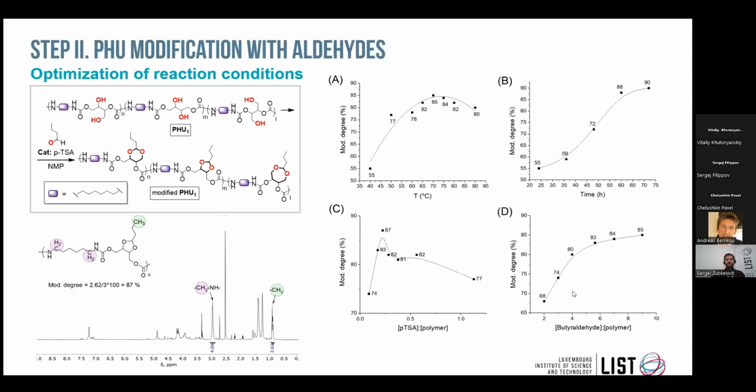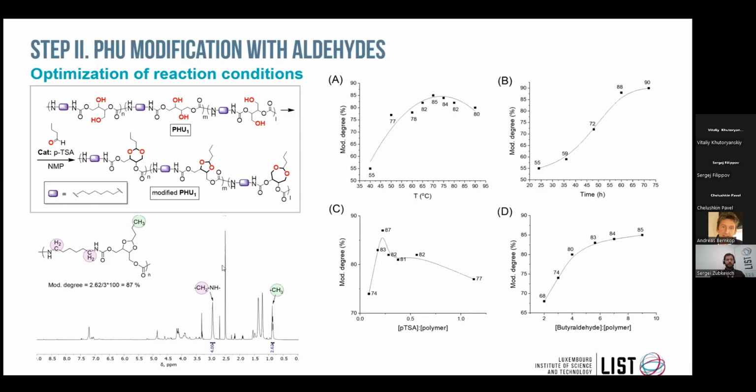As can be seen from these curves, for time and butyraldehyde modification agent, the more we have, the higher the degree of modification is. For temperature and for the catalyst, there is an optimal condition, a maximum on the curves. Based on these studies, we selected the optimal conditions for further modification.